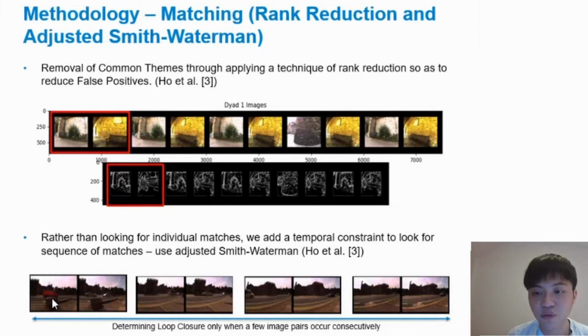What adjusted Smith-Waterman does, as shown from this example here, is that rather than just matching image 1 and image 2, we also need to ensure that the next n images that follow after image 1 and the next n images that follow after image 2 also match. And if this entire sequence matches, we can then determine a loop closure. That will basically drastically reduce the number of false positive loop closures that our algorithm detects.